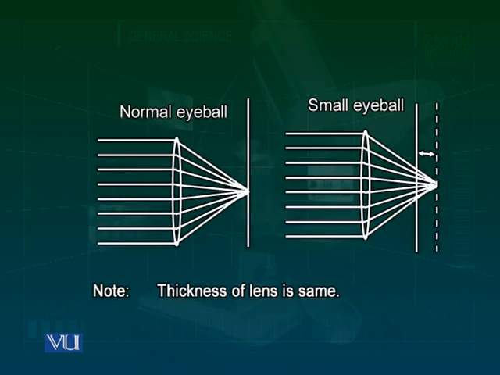On the second slide, the thickness of the lens is the same. However, the eyeball has shrunk. Again, you are getting a situation in which the image is behind the retina, not the lens, but the retina. It is behind the retina, and therefore, again, you are getting an image which is not formed clearly, and hence you are having a defect in your vision.